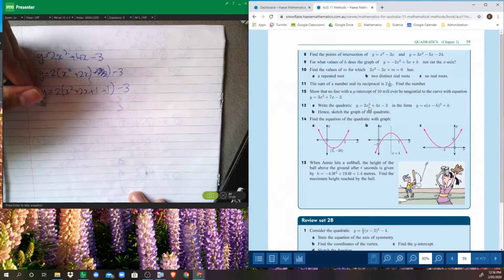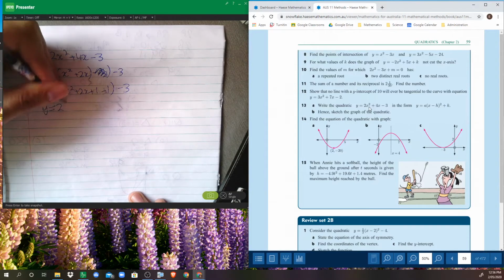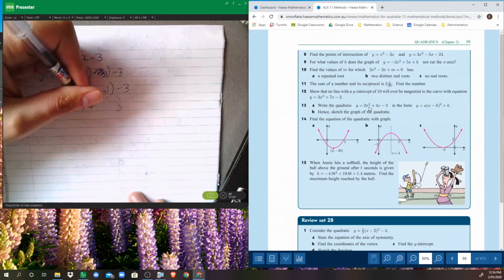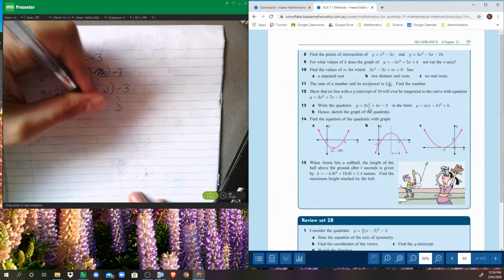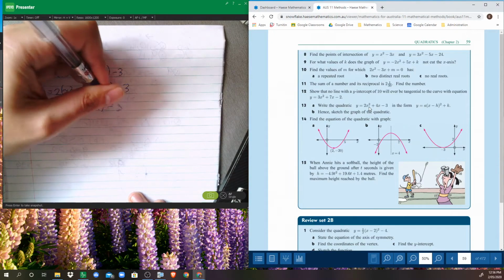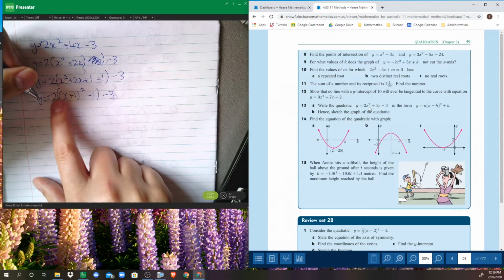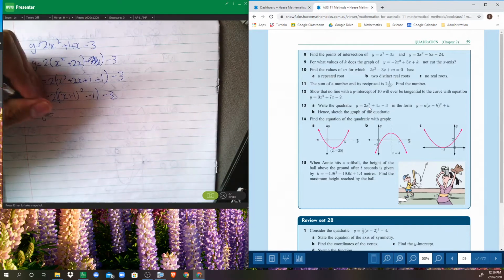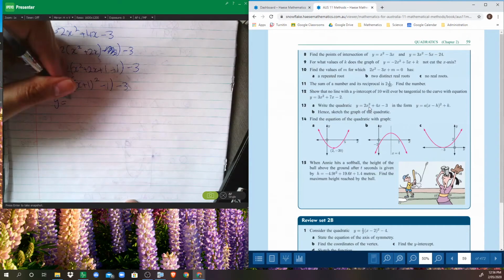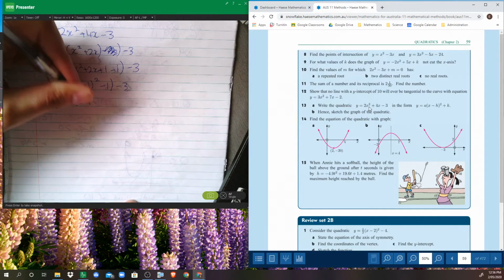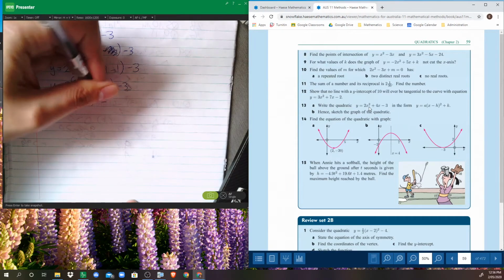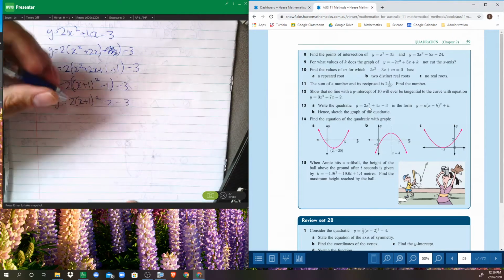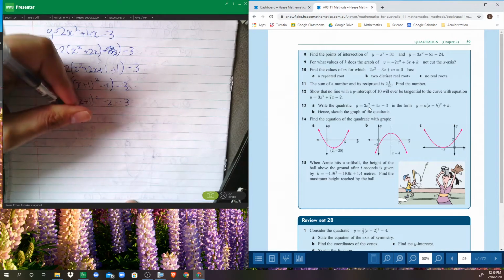So that would become y equals 2 times (x plus 1) squared minus 1 minus 3. Now I'm going to put a double bracket in here. Okay, just expand. You can keep the 2 in front of here. Expand the 2 into there. So 2 times (x plus 1) squared minus 2 minus 3. Okay, and then finally you have it.